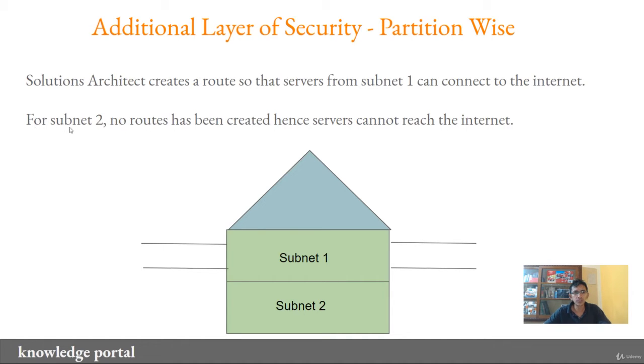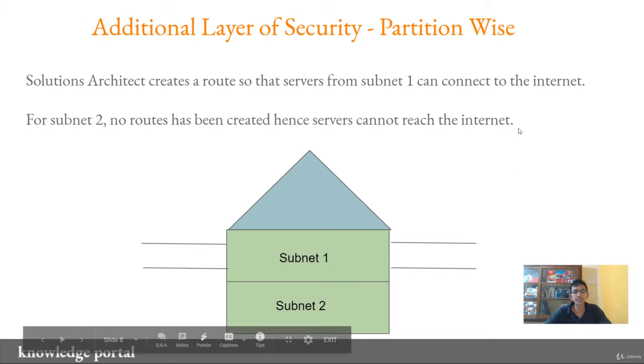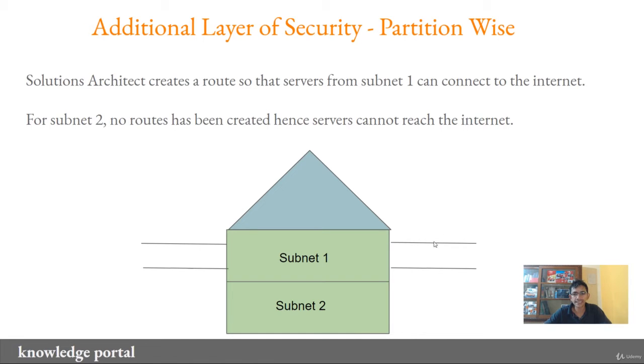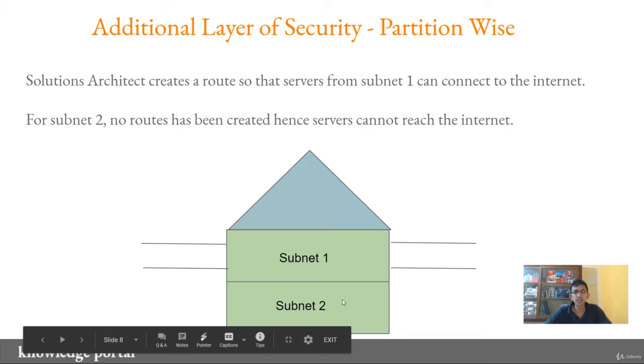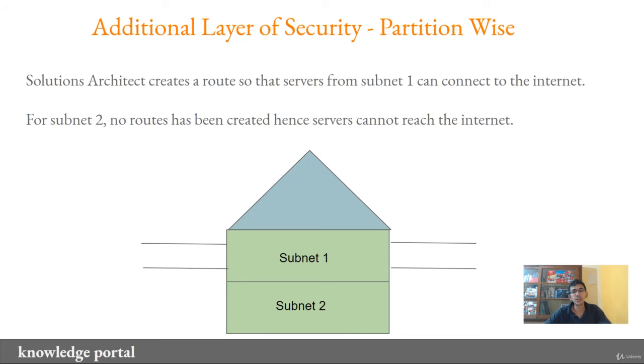However, if you look into the architecture of subnet 2, no routes have been created, hence the server cannot reach the internet. So as far as subnet 2 is concerned, we do not see this opening. So the servers that we launch within subnet 2 will not be able to connect to the internet or any other network.